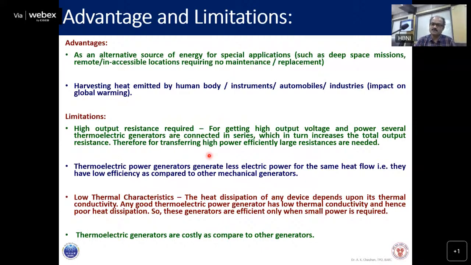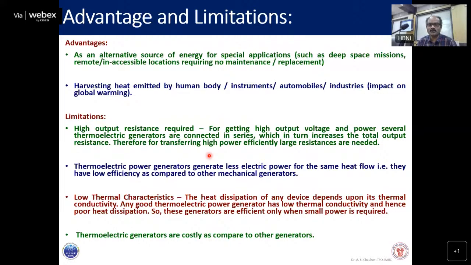Therefore, for transferring high power efficiently, large resistances are needed, because you need impedance matching to have an efficient power transfer. And thermoelectric power generators generate less electric power for the same heat flow. That is, they have low efficiency as compared to other mechanical generators.